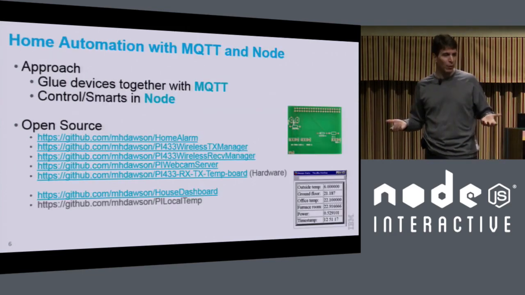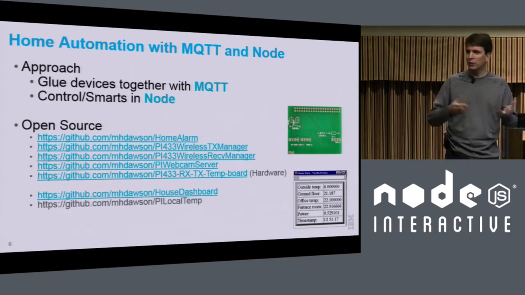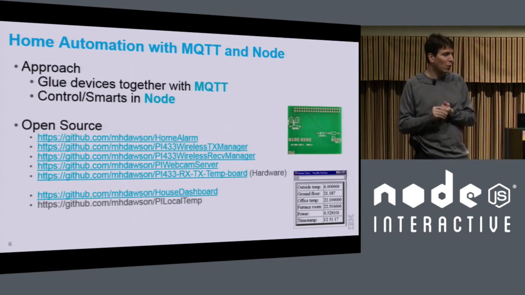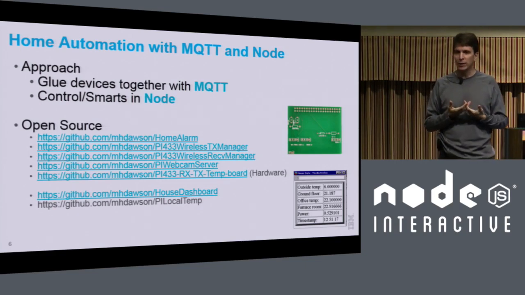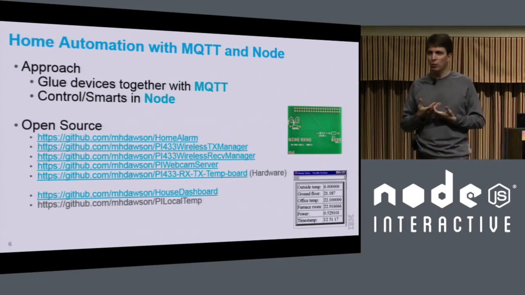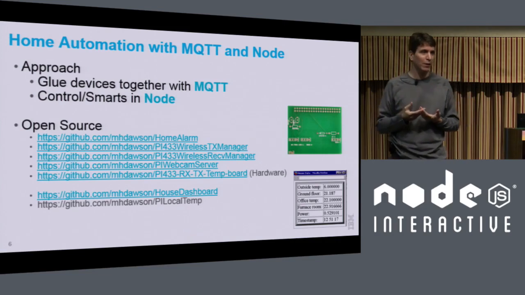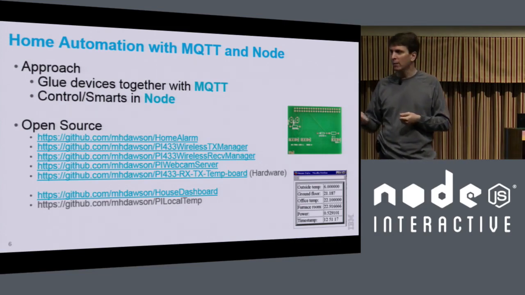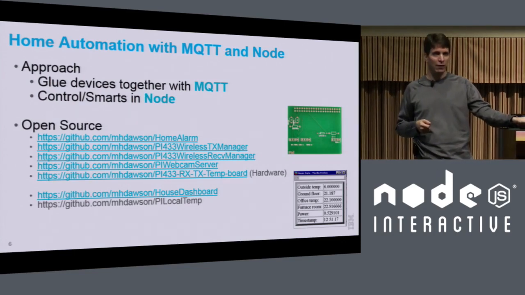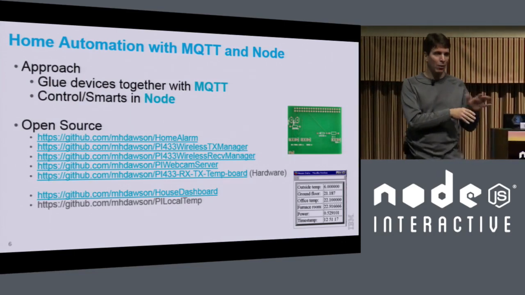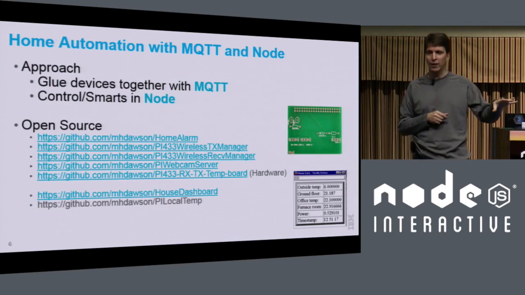Now we'll talk a little bit about the example I'm going to take you through to illustrate how much fun and how easy it can be to do all this with Node. My approach was to glue the devices together with MQTT. The devices may speak different protocols, but in the end, what I wanted was something that just publishes a message to an MQTT topic. So if my door window sensor goes off, I don't need to worry, in my main application, about interfacing with that piece of hardware.